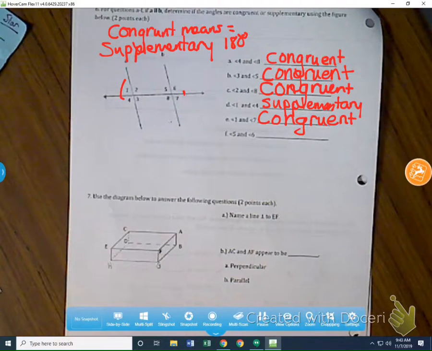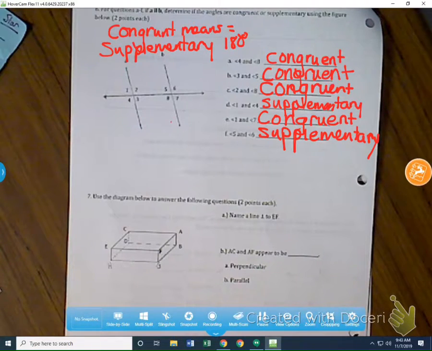5 and 6. 5 and 6 are supplementary. Why, Chris? What do they form? A line. Yeah, they form a straight line. They're a linear pair. Okay, so if we have a linear pair, it's supplementary. What's the other type that's supplementary? Yeah, so if we would have said like 3 and 8 or 2 and 5, those would be supplementary as well. Questions for me?